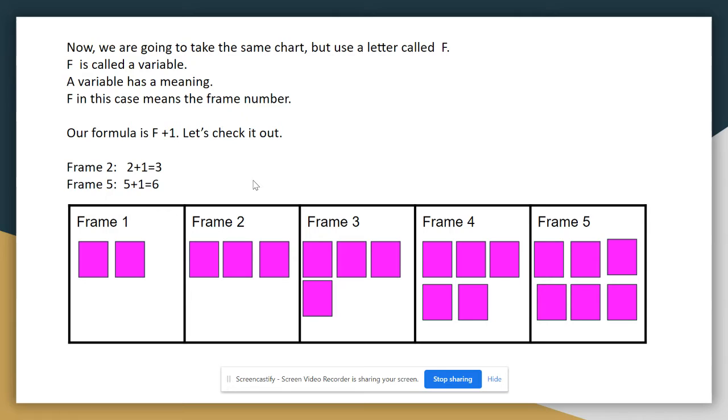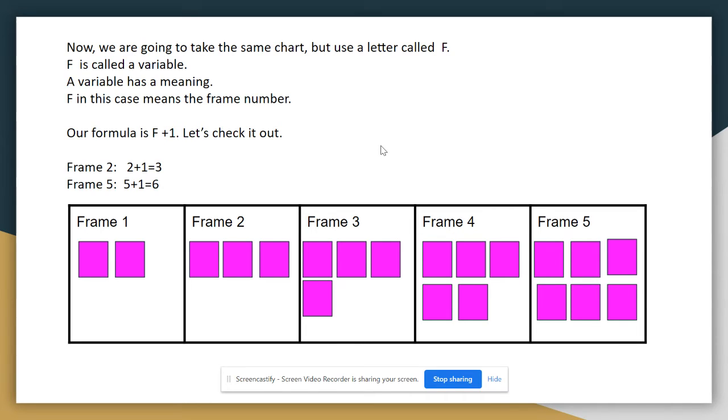Let's try it randomly with frame 5. So if F means frame 5, so I put 5 there, plus 1, because that's part of our formula, we keep that the same, equals 6. And that would mean frame 5 would have 6 squares. Let's check it. 1, 2, 3, 4, 5, 6.